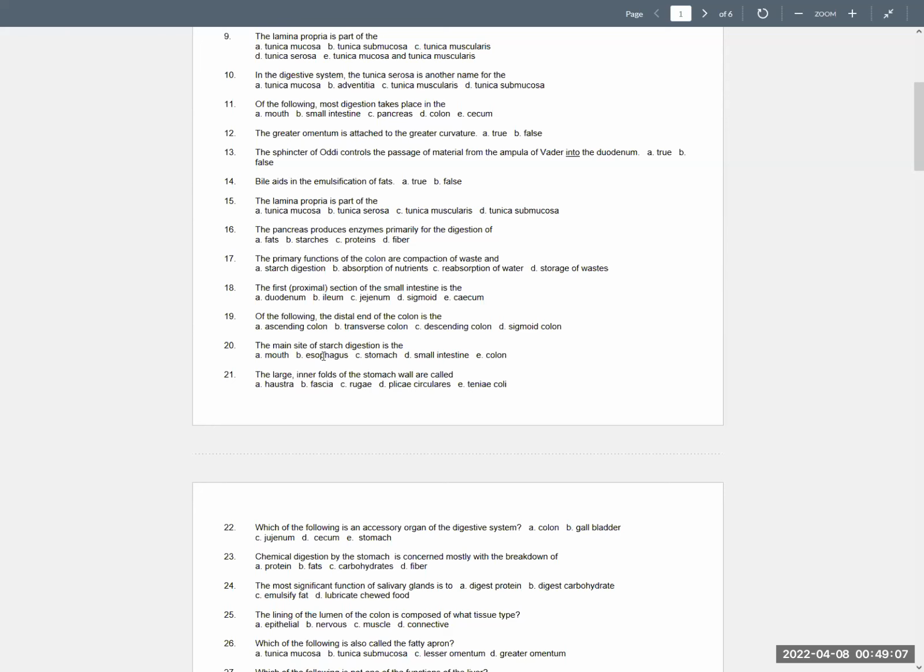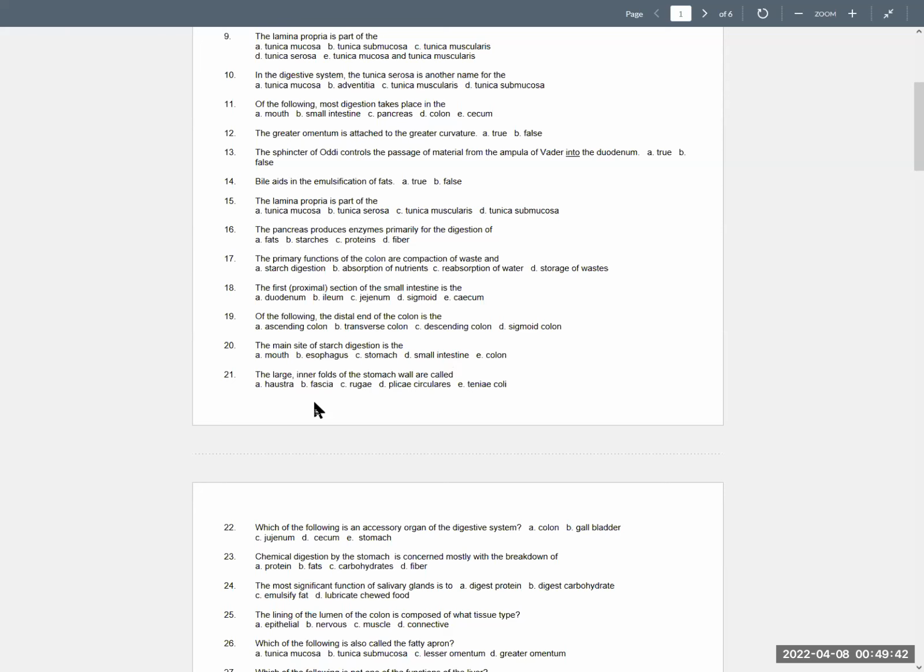The main site of starch digestion, number 20. Okay, what do we got? Mouth. Small intestine. Okay, the mouth is next to useless. The salivary amylase doesn't function at the pH of the stomach, and as soon as you swallow, it's useless. So the answer, I think I heard it, is the small intestine. That's where the greatest amount of starch or carbohydrate digestion takes place.